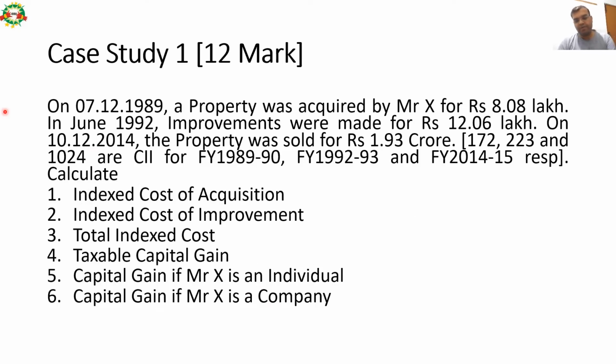Case study, it carries 12 marks, it may come for 12 marks. On 7 December 1989, a property was acquired by Mr. X for rupees 8.08 lakh. In June 1992, improvements were done for 12.056 lakhs. On 10 December 2014, the property was sold for rupees 1.93 crore. CII 172, 223 and 1024 are given for financial year 1989-90, financial year 92-93, and financial year 14-15 respectively.